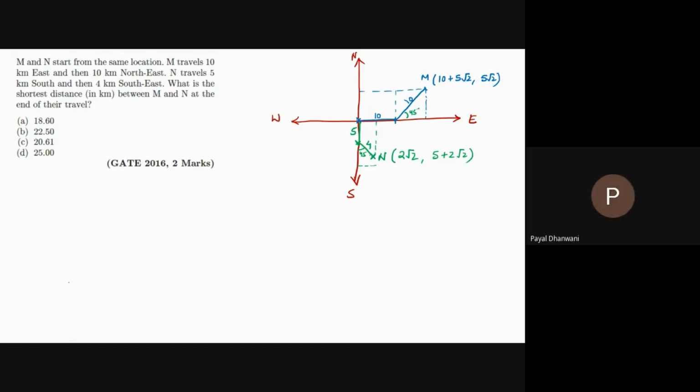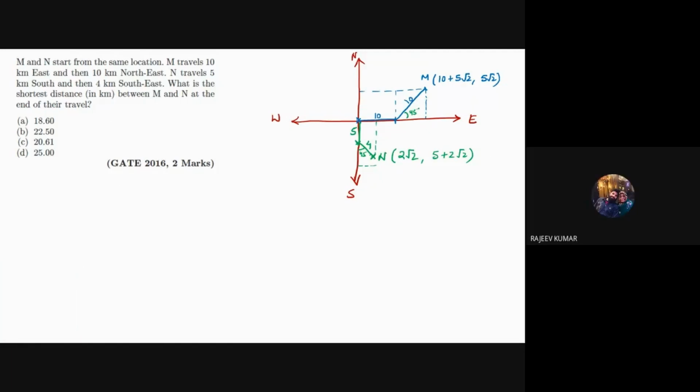I guess this is what you will be getting. 4 by root 2. If you rationalize, I guess it will become 2 root 2. Yes, sir. You'll get this answer over here.